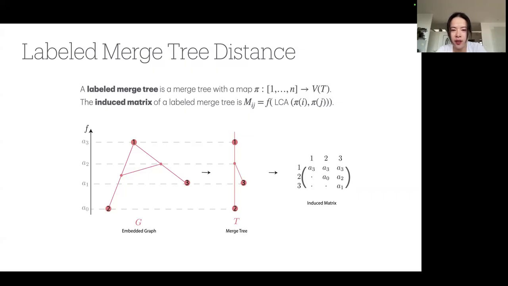Sorry, I can't find my cursor on the screen, so hopefully you'll be able to follow my verbal cue of finding these labeled vertices.